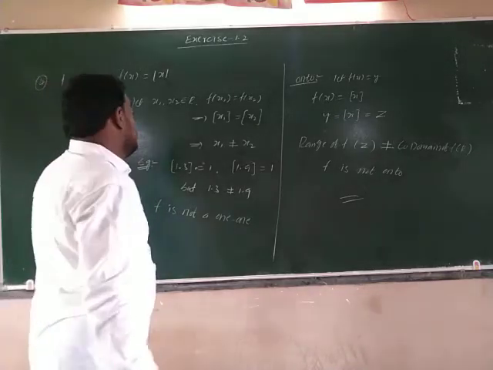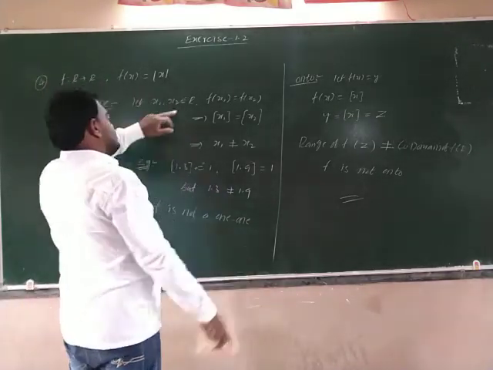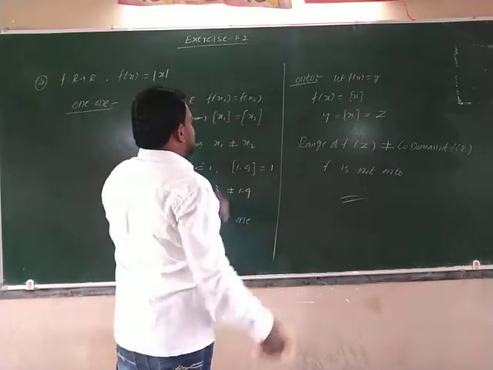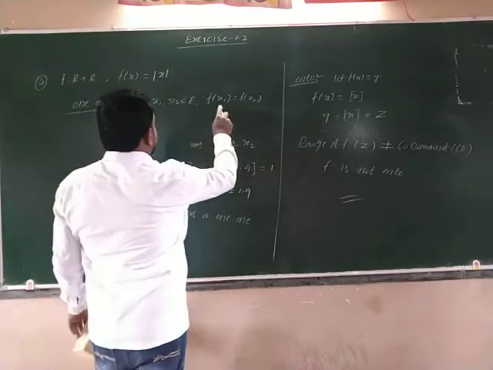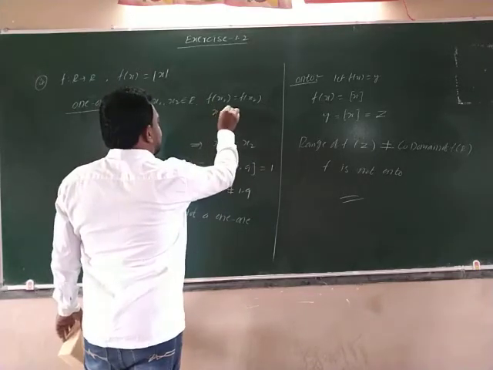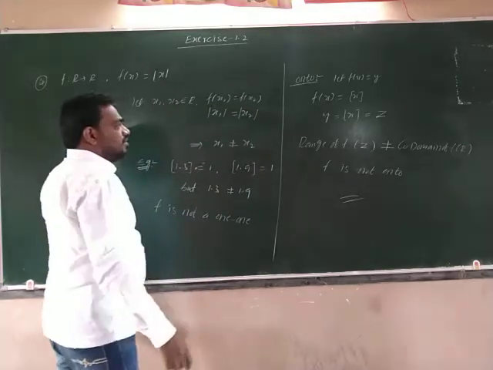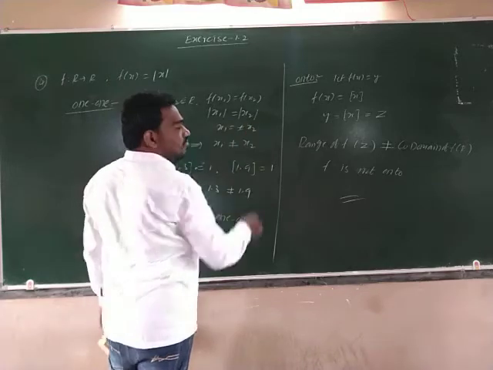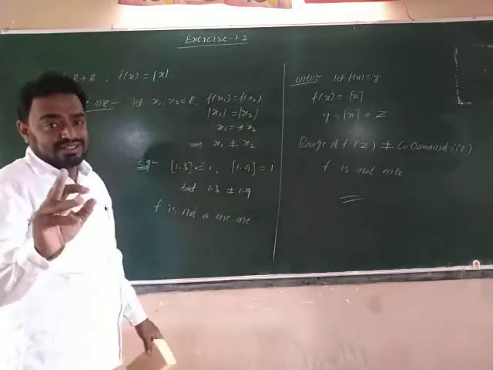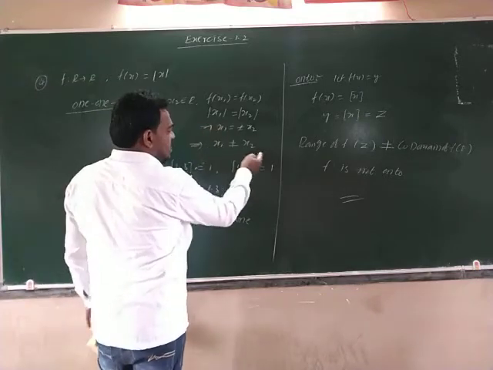This is our question. f of x1, x2 belongs to R, and f of x1 equals f of x2. What is f of x1? f of x1 is equal to modulus of x1 is equal to modulus of x2. From that, what are we getting for x1? When we remove the modulus, we get plus or minus. You know this one. So x1 is not equal to x2.